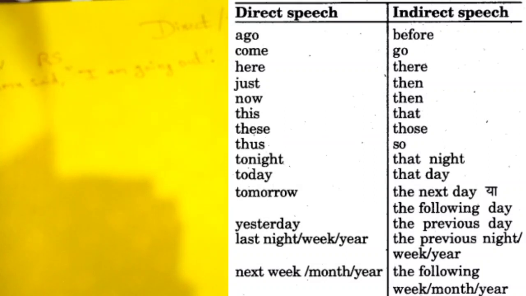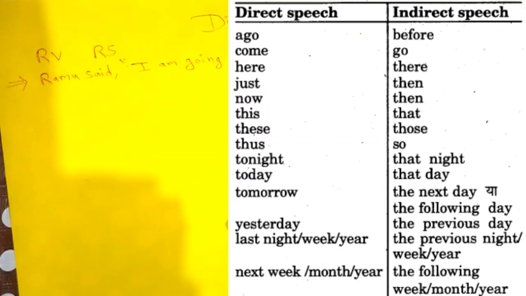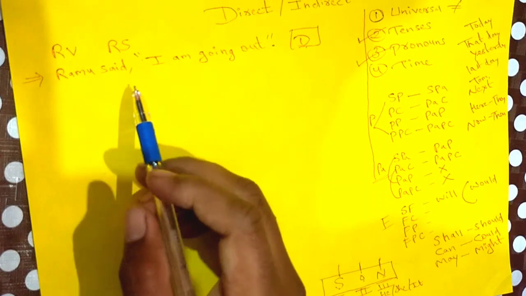Now for example, usually what do you see? Today will change into that day, and yesterday will change into the last day or the previous day. Tomorrow will change into the next day, and here will change into there, now into then. There is quite a big list, but once you read it, it's not tough. Now let us come to the example, but before that let us try to do it.